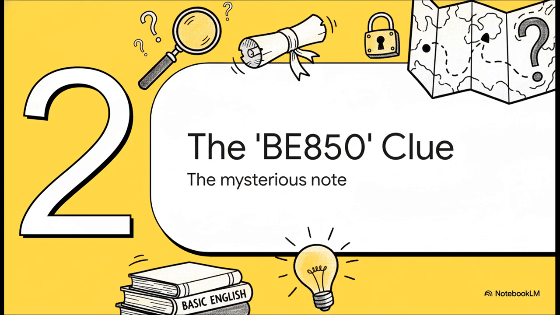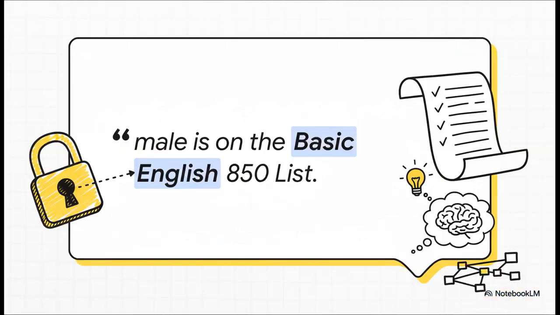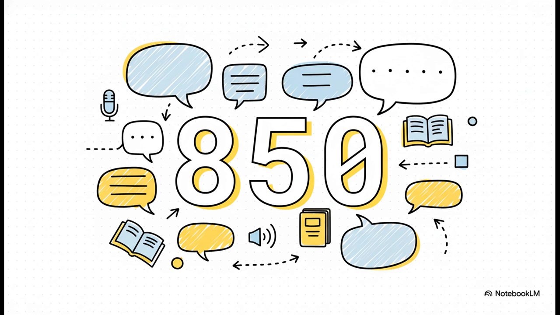It's time to circle back to that mysterious clue. Here it is again. Male is on the basic English 850 list. So we know what male means now in its different forms. That means the part of the code we really need to crack is basic English 850. So let's just focus on that number for a second. 850. This is not a random number. It's literally the key to the whole code. It represents this super carefully selected group of words, pulled out from the hundreds of thousands of other words in English. So, what is so special about these 850 words?